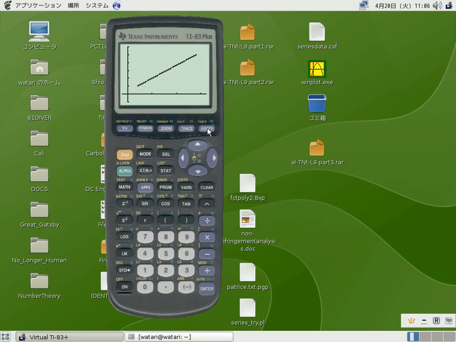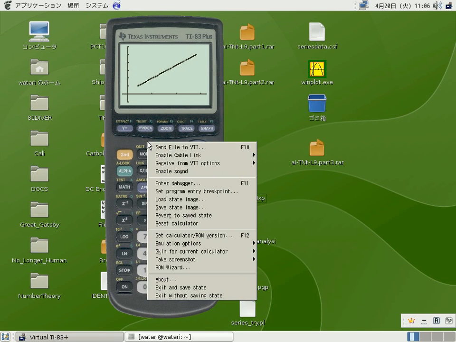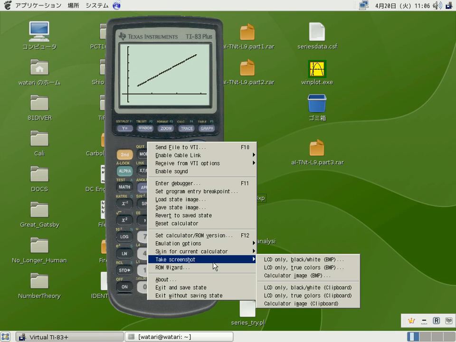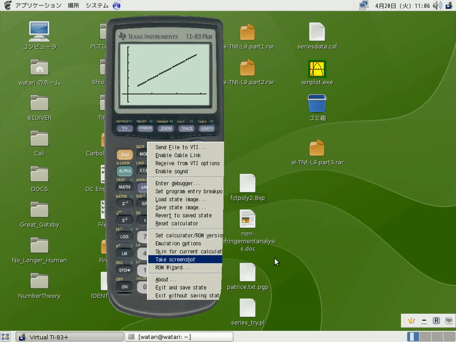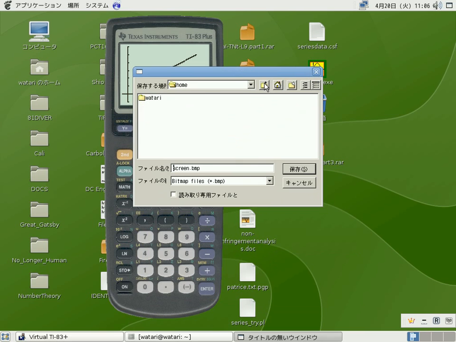Shall I go ahead and save a screenshot of this? Might help. Let me see. Take a screenshot. Yeah, I think that's it. And we'll make this problem 1. All right, so we'll save that.